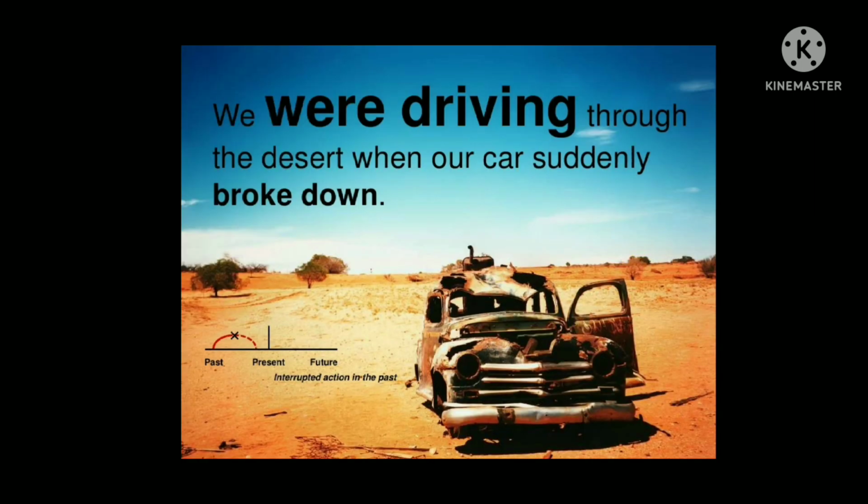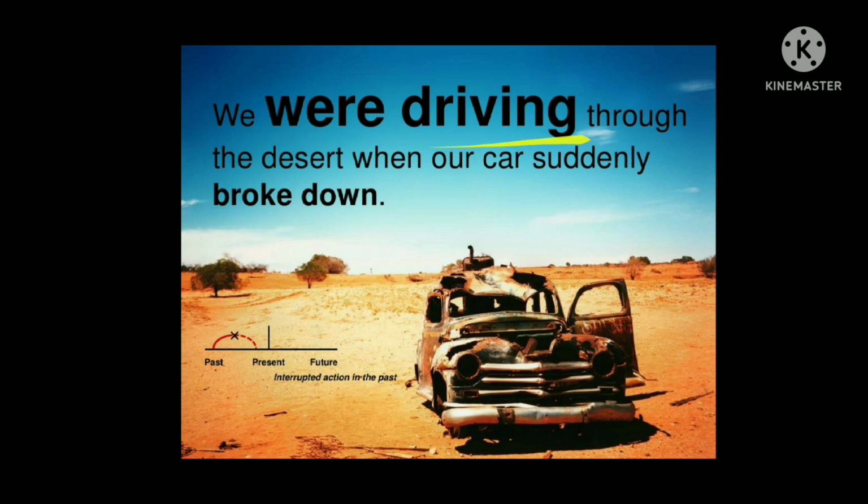We were driving through the desert when our car suddenly broke down. Means we were driving, that was a continuous action in the past, but suddenly an interruption comes, that becomes a simple past. When our car suddenly broke down. Here we have used the when also. Here we have past continuous and here we have simple past.